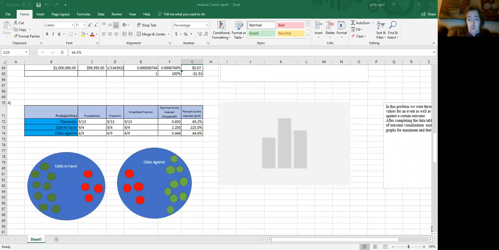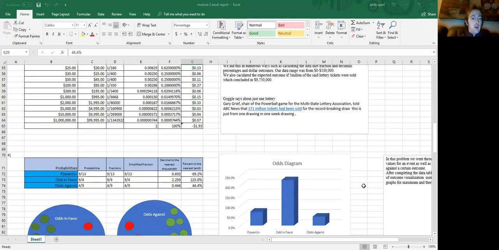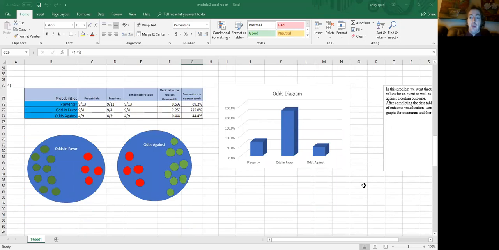That's a lot of money. Okay, then we have probability. We have question number 4, which gives us our probabilities, which are shown here. We have our probabilities there.